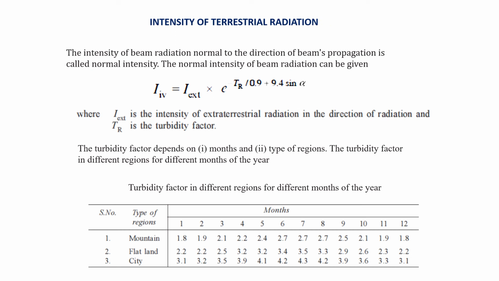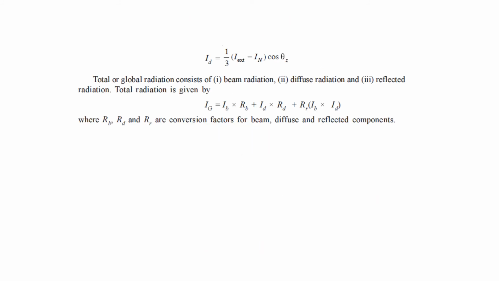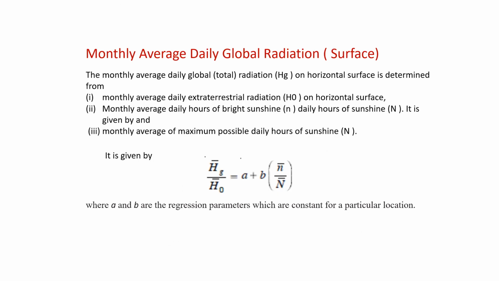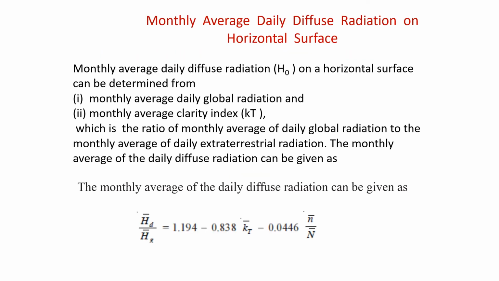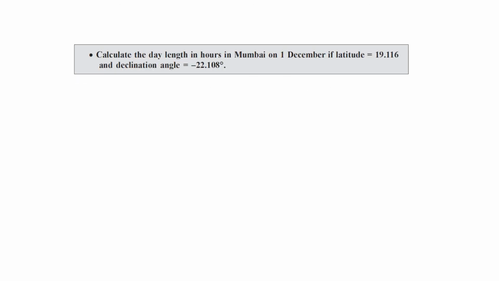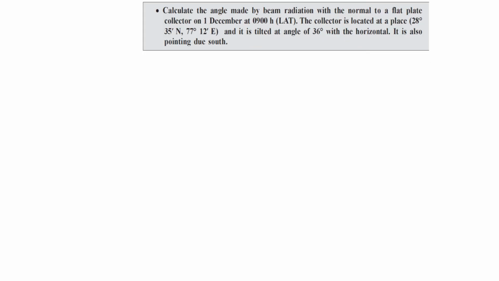In this lecture, we are going to discuss the intensity of terrestrial radiation, solar radiation data, monthly average daily global radiation on a surface, monthly average daily diffuse radiation on a horizontal surface, and monthly average daily global radiation on a tilted surface. Specifically, we are going to solve some numerical problems on it. We have specifically devoted time to solve some numerical examples.